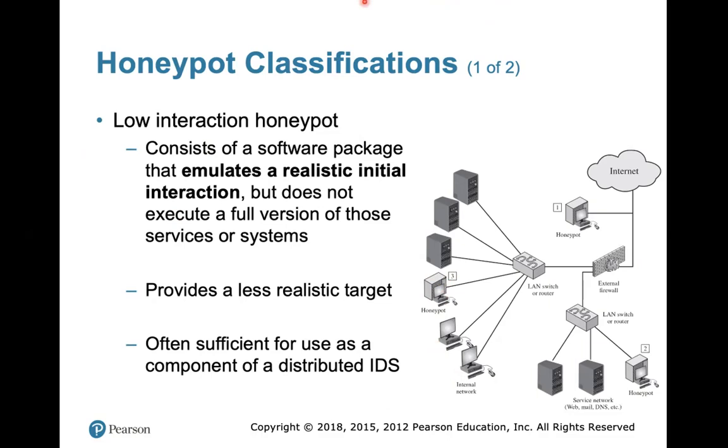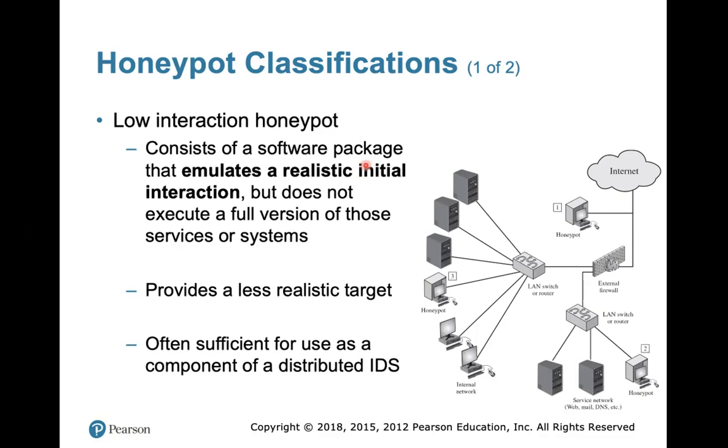We can implement honeypots in two different approaches in order to develop honeypot systems. One is called low interaction honeypots. A low interaction honeypot consists of a software package that can be installed and run on any of the actual servers that we have, and it mimics or emulates a realistic server, a realistic asset in our network.